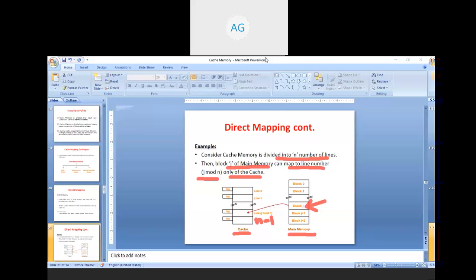So moving to the next slide, do all of you understand this concept? Just remember this diagram. This diagram is very important in direct mapping. Just write in the chat box so that we can move further. Okay, so moving to the next slide.